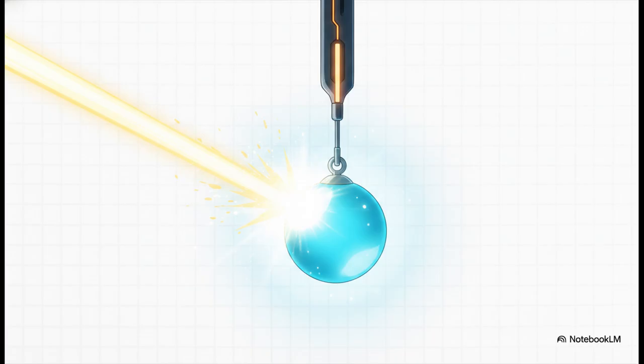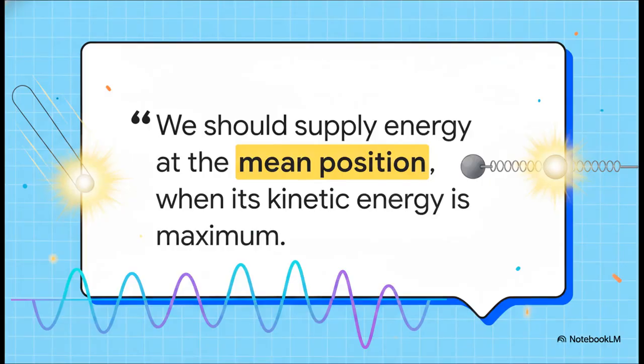Nope, not at all. If you push at the extreme ends, it won't perfectly compensate because the particle stops before fully reaching the other side. To maintain the oscillation efficiently, you absolutely must supply the energy precisely at the mean position, exactly when the kinetic energy is maxed out. Our source hits the nail on the head right here. It is advisable that we should supply energy at the mean position, when its kinetic energy is maximum.